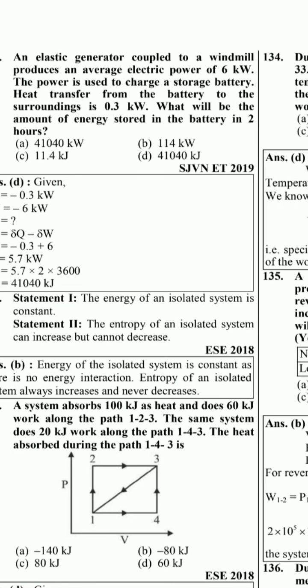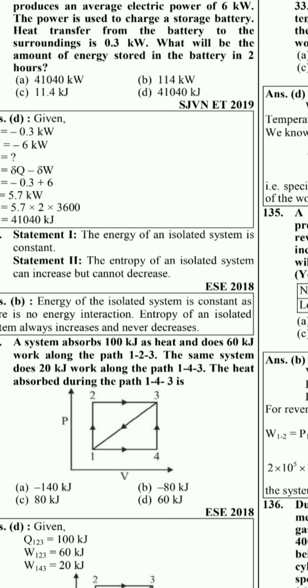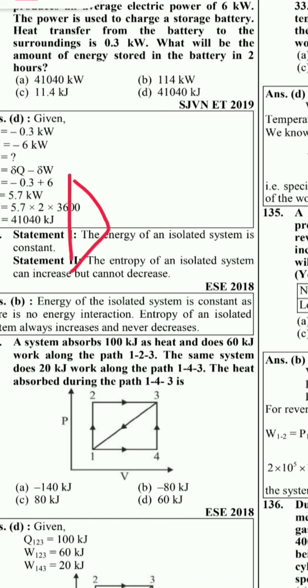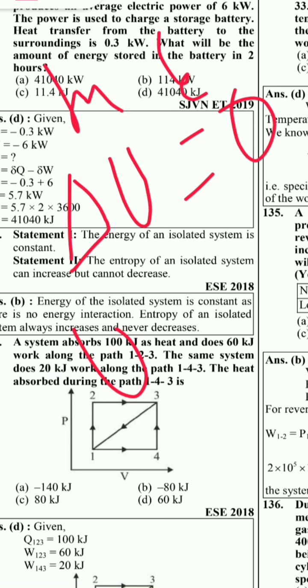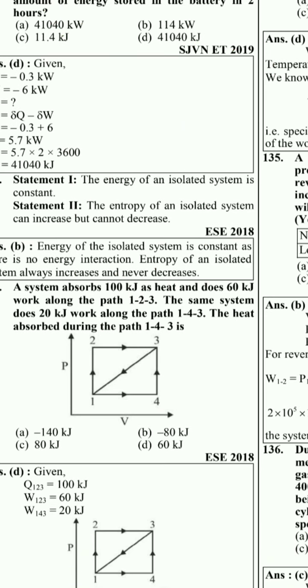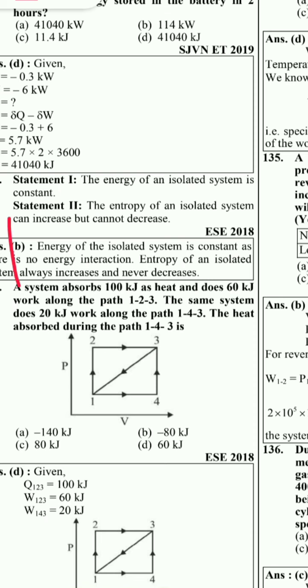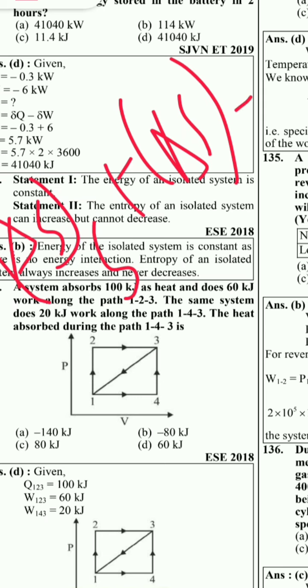The next question, that is question number 132. Statement 1: the energy of an isolated system is constant. So it is true, that is, delta U will be equal to 0 for an isolated system, because there will be no mass as well as energy interaction with the surroundings, and U remains constant for the isolated system. The next statement: entropy of an isolated system can increase but cannot decrease. So again, the entropy change of a system plus the entropy change of the surroundings is equal to the entropy change of the universe.